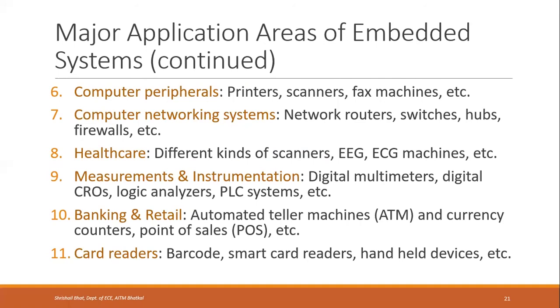Then coming to banking and retail, we have ATM machines, automated teller machines, or currency counters, which you might find in banks or other places of business. Then point of sale devices, which you might find in shops or in petrol bunks, where you swipe your ATM cards for payment. Then card readers like barcode readers, RFID readers, smart card readers, handheld devices. These are all examples for card readers.